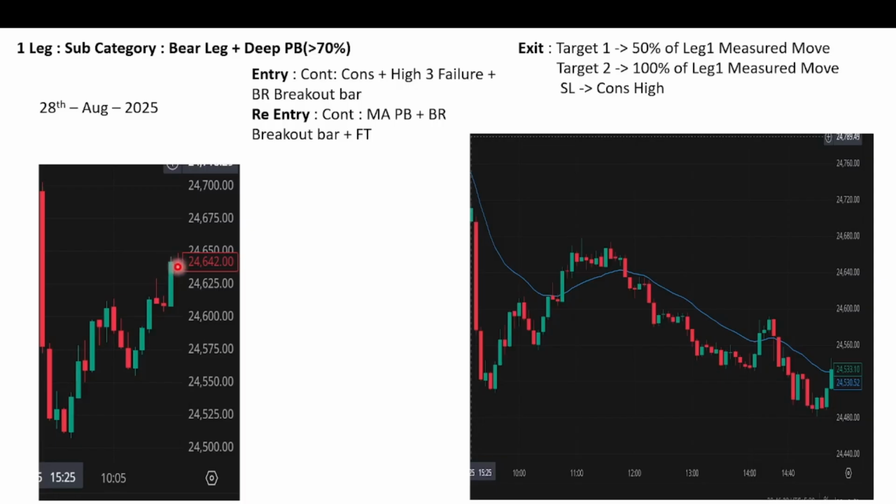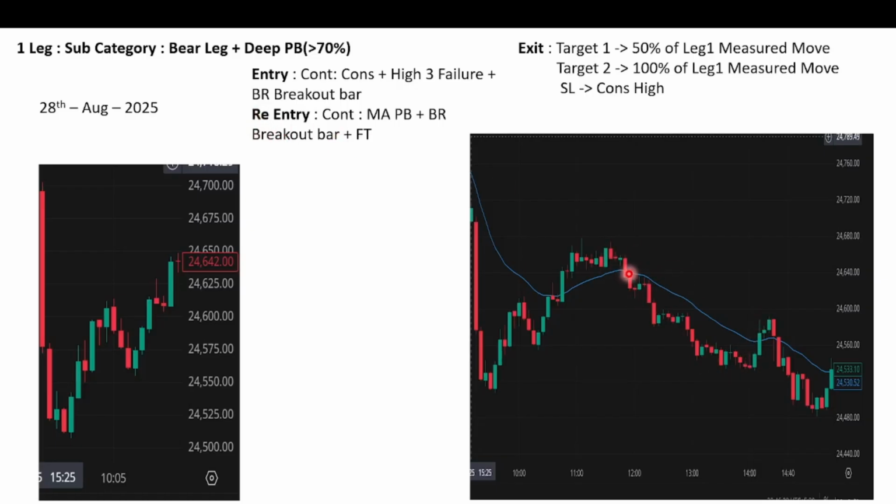So by this time you should be open to look for bull trades as well, as it can go and turn into a bear day as well. In this case, it gave some consolidation and ultimately gave a bear breakout. The entry condition will be consolidation plus high 3 failure: high 1, high 2, high 3. It failed by this bar. So we got a bear breakout bar. You can enter here, and the re-entry is continuation of the same here.